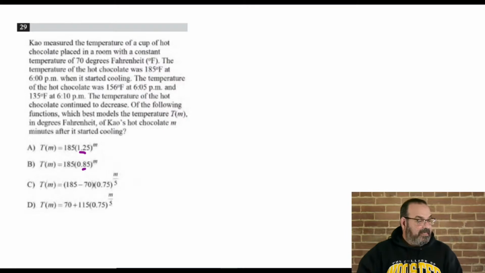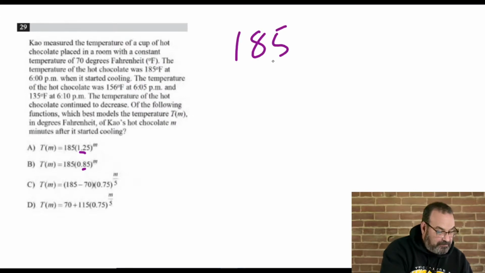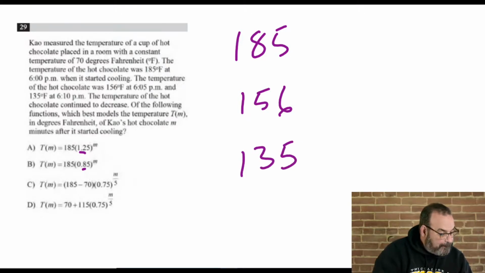Temperature. All right, ready? Cow measured the temperature of a cup of hot chocolate placed in a room with a constant temperature of 70 degrees. The temperature of the hot chocolate was 185 at 6 p.m. when it started to cool. The temperature was 156 at 6:05 p.m. and 135 at 6:10. 185, 156, 135. The temperature will follow the following functions. Which best models T of m, in Fahrenheit, of the hot chocolate m minutes after cooling?